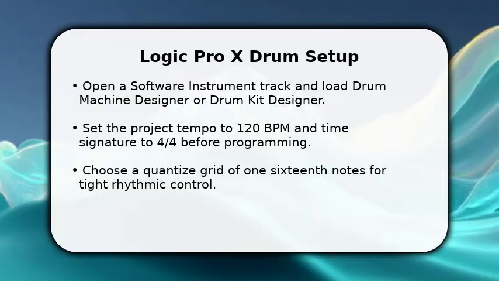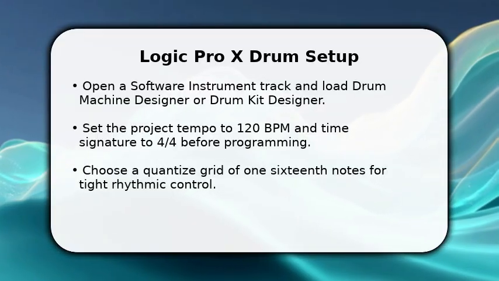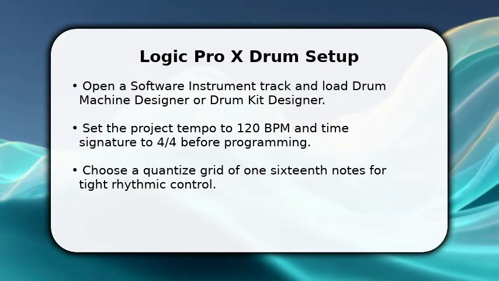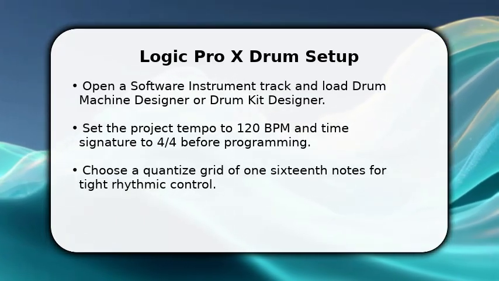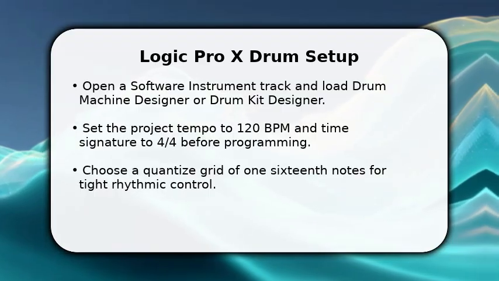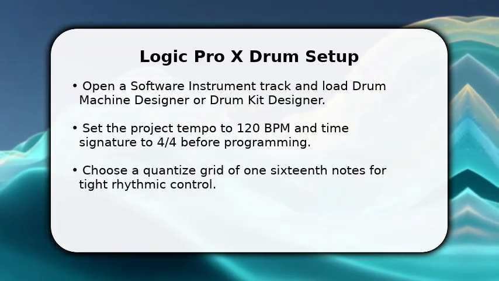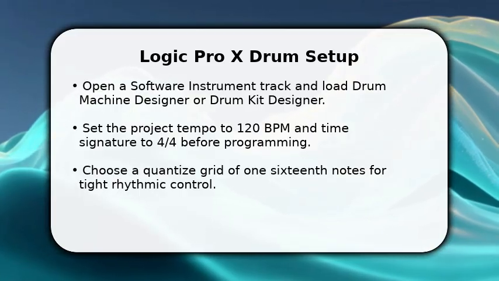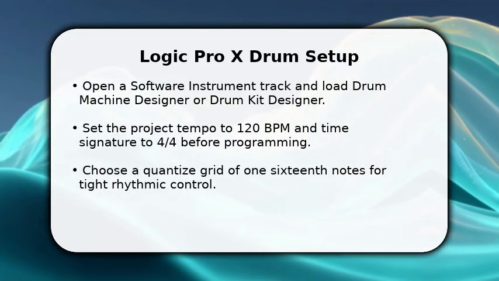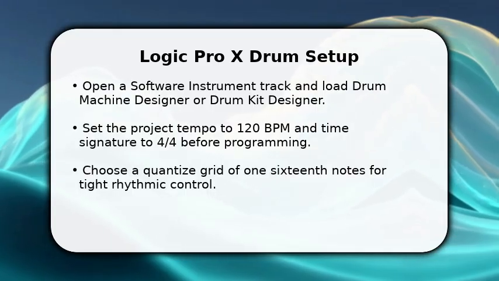Enjoy the video. Open Logic Pro X and create a new software instrument track to start programming drums. Load Drum Machine Designer or a Drum Kit Designer patch for full control. Set the project tempo to 120 BPM and the time signature to 4/4 before programming.